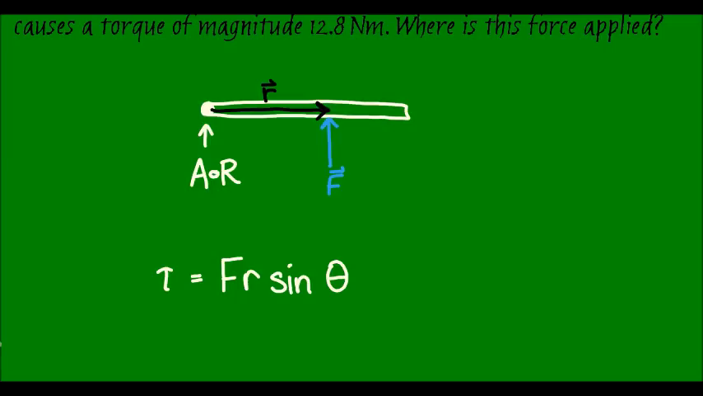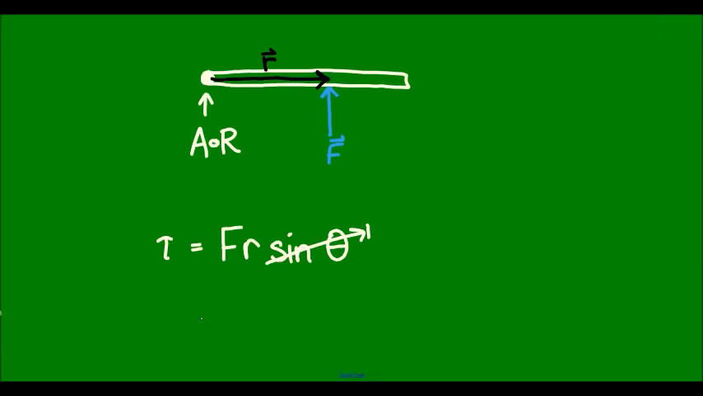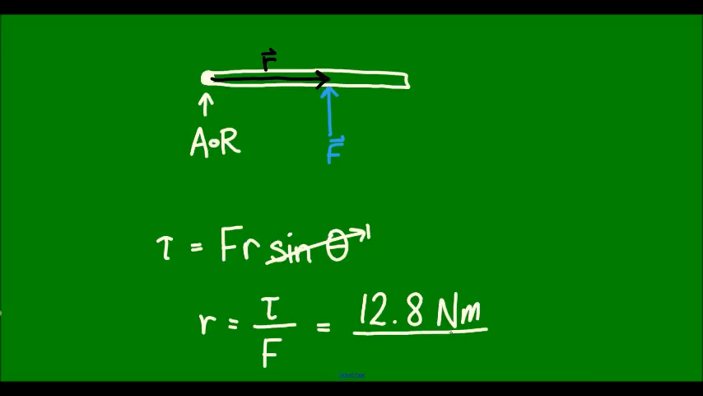If I were to put the radius and force vector tail to tail, I'd see that the angle between them is 90 degrees, and the sine of 90 degrees is 1. That means that if I'm trying to solve for where that force is located, which means I'll find the radius, I simply need to take the magnitude of torque divided by the magnitude of the force, or 12.8 Newton meters divided by 15 newtons.